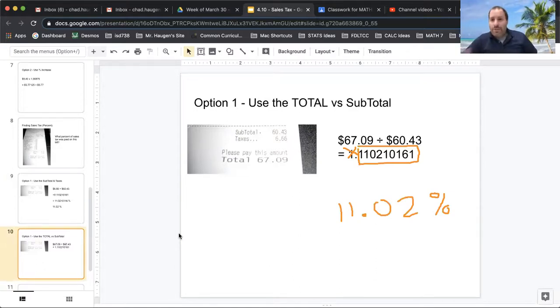So hopefully you learned about some sales tax. Again, if you have more questions, or if this just isn't quite making sense for you, send me an email. I'll figure out a way so that it can make sense for you.